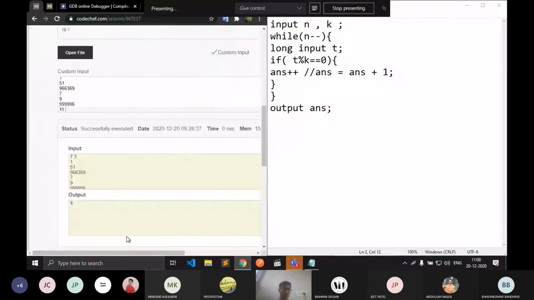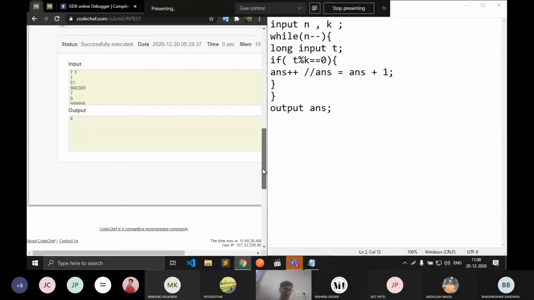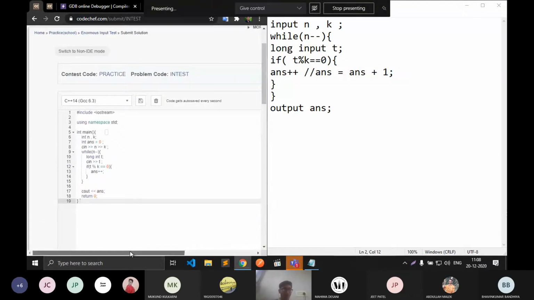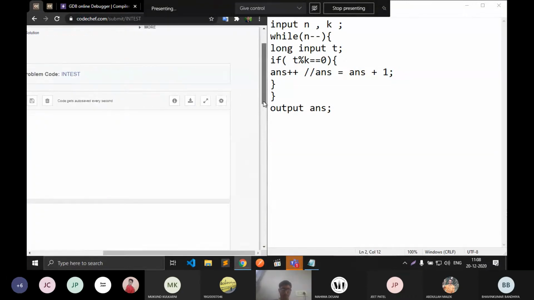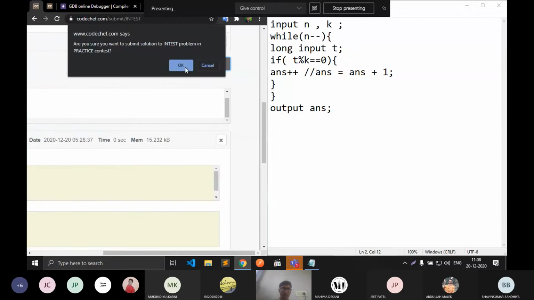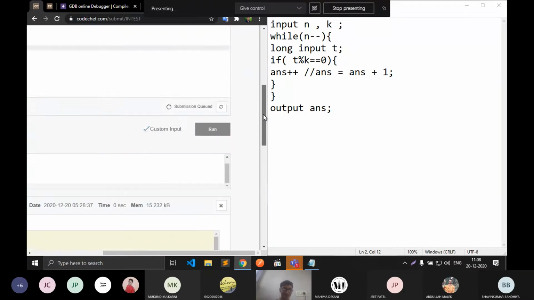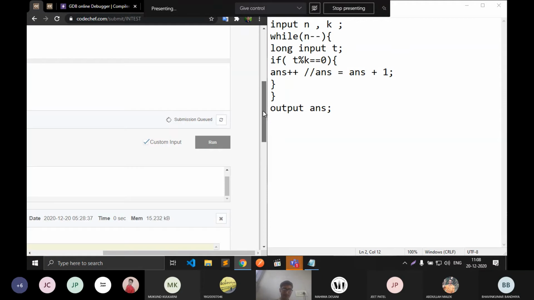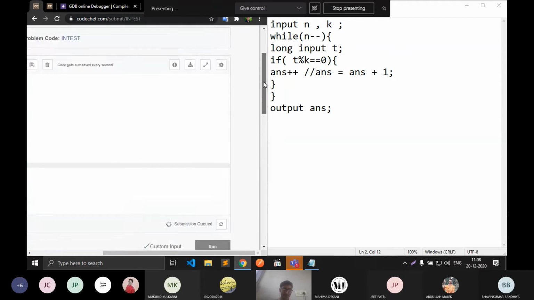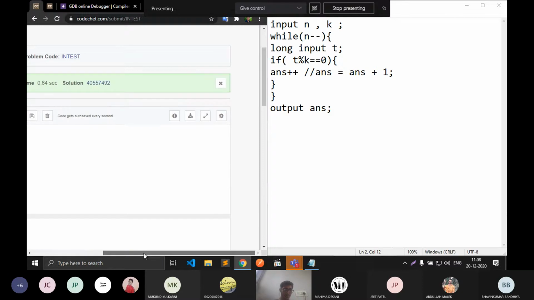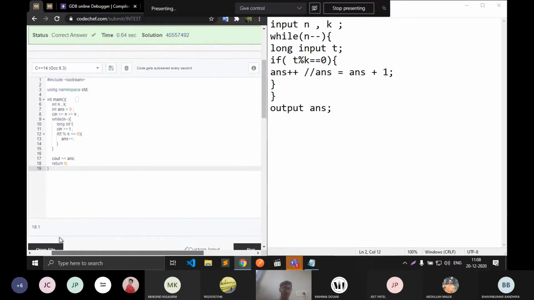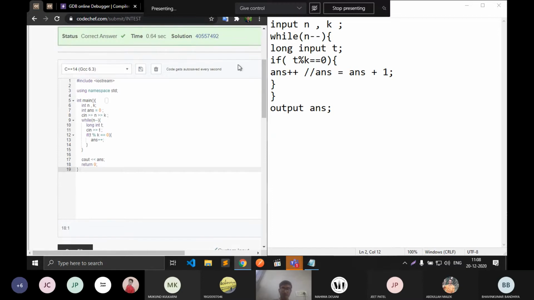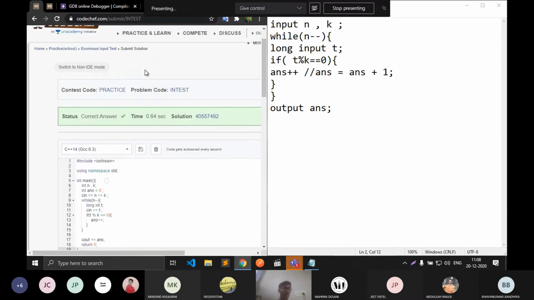It takes some time. Yeah, it is run. See here, any error? No, there is no error. It means it is ready to submit. So let's submit. I hope it is right. Submission queued. It checks all the code, so yeah, it is right. It is the correct answer. It means we got the right answer. Okay, it means our problem is solved.